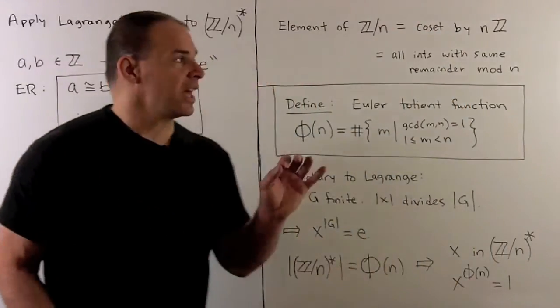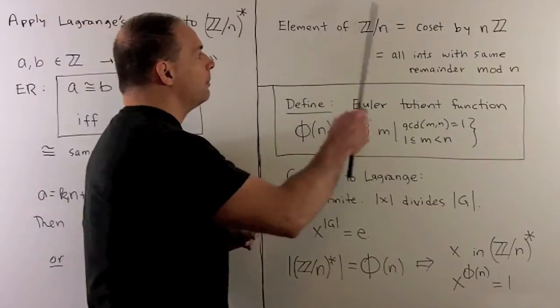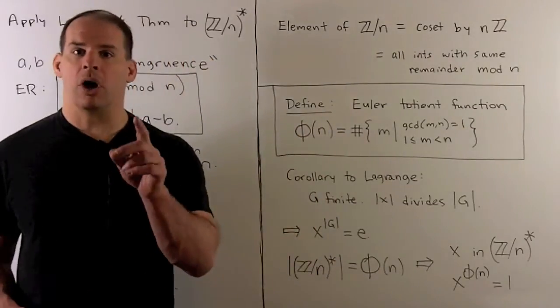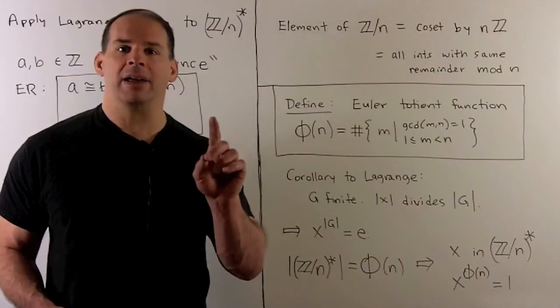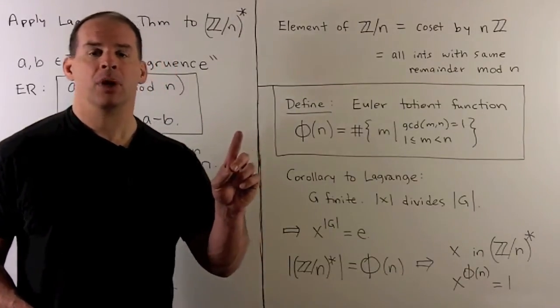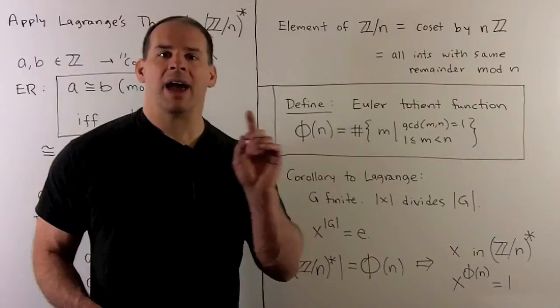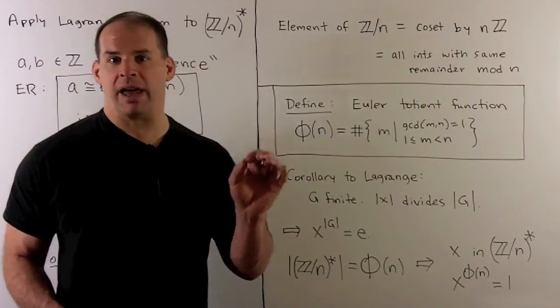So that says when I consider an element of Z mod n, recall, that's a coset by the subgroup nZ. All the elements in that coset have the same remainder upon division by n.